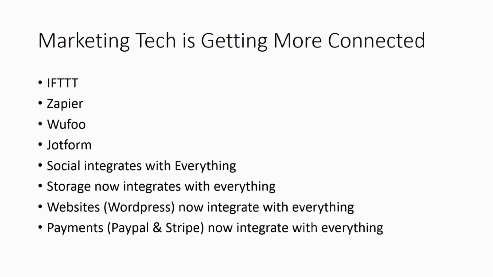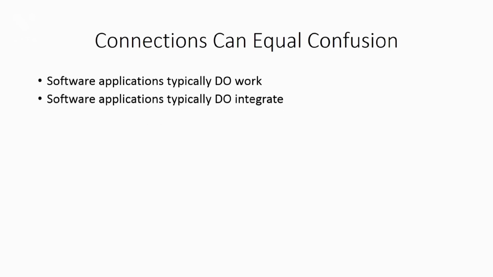But now what's the problem with that? Well, the problem is that some of these connections, depending on how well you use them and how well you keep up with them, can add some confusion. The problem typically is not that the software applications don't work. They typically do, right? The problem is not that the software applications don't integrate. They typically do. And because they integrate and because they do work, we've got all kinds of choices we have to make, right?